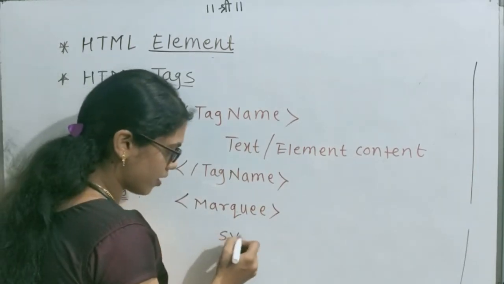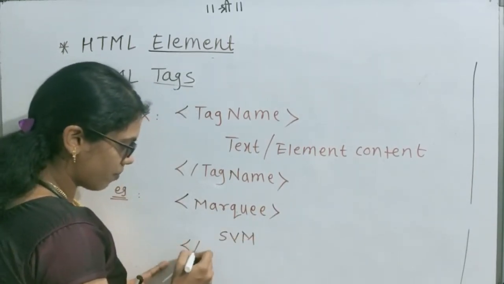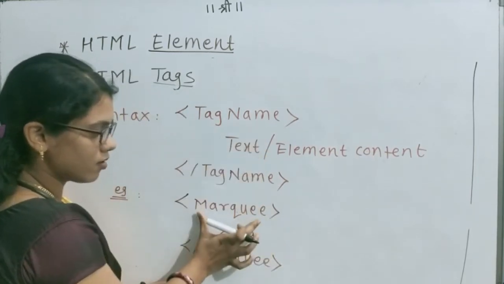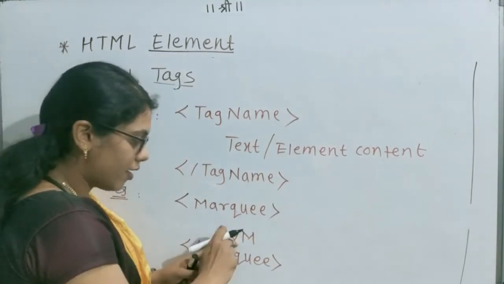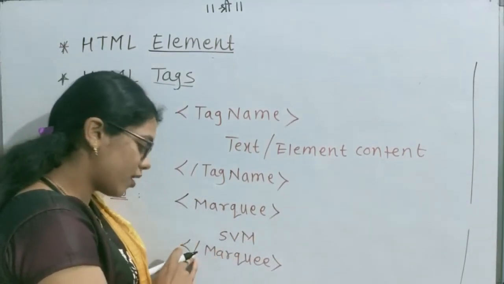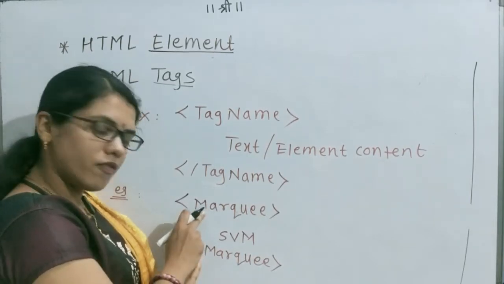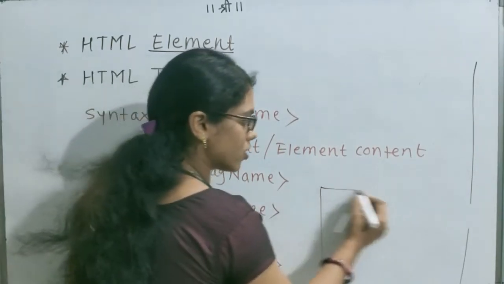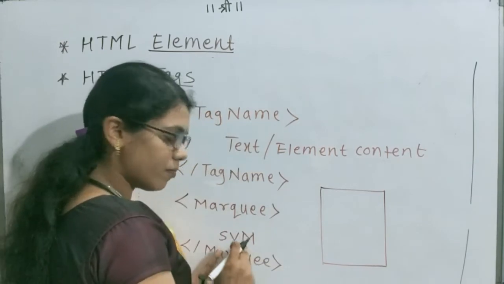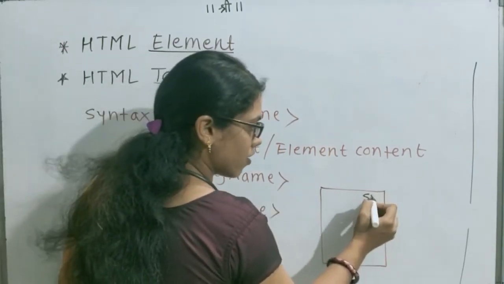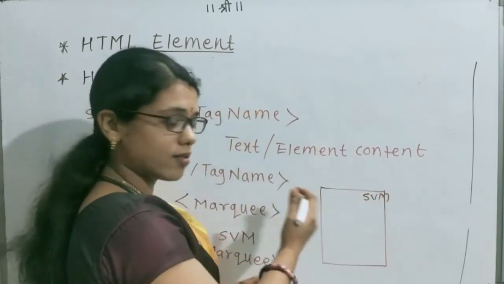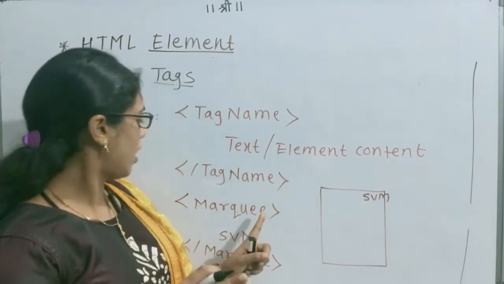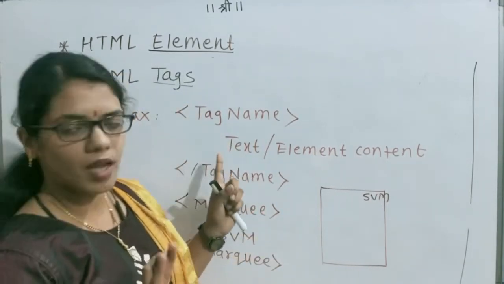College name is SVM, and again the marquee tag is used. See, tag name is marquee, element content is SVM, and the marquee tag is closed with a forward slash. So the effect of the marquee tag is completely applied on SVM. So in a web page, in a website, we get SVM text with a scrolling effect. That text is scrolled from left to right or right to left, depending on the attribute concept.